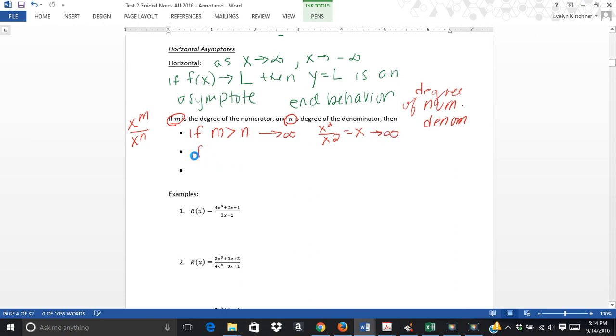What if my degrees are equal? Then it goes to some number, any number. An example would be x squared over x squared. This reduces to 1, so this is going to equal 1.